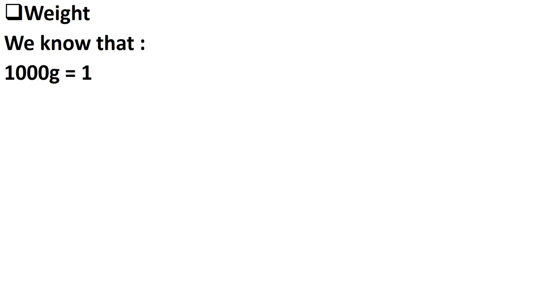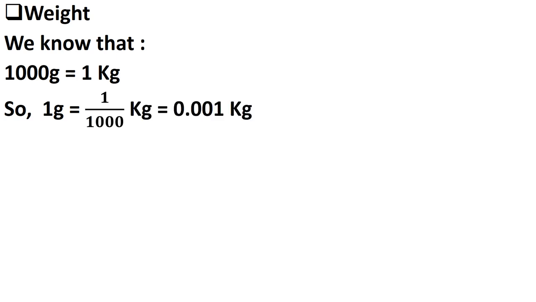Now next is weight. In this also we know that 1000 gram equal to 1 kilogram. Okay, so 1 gram equal to 1 upon 1000 kilogram. Write down decimal. It is 0.001 kilogram.